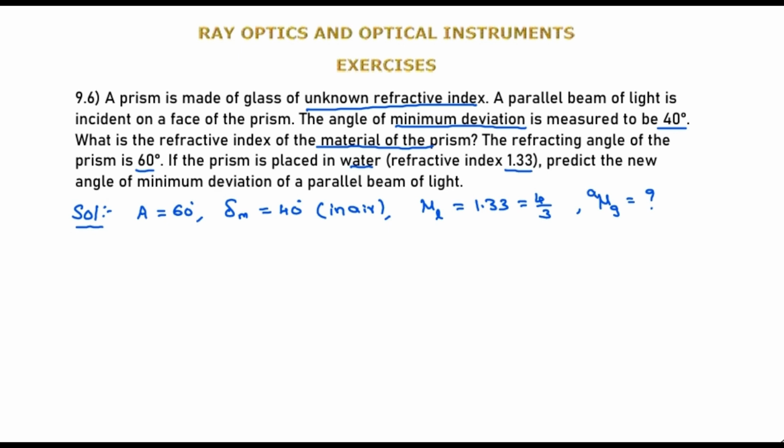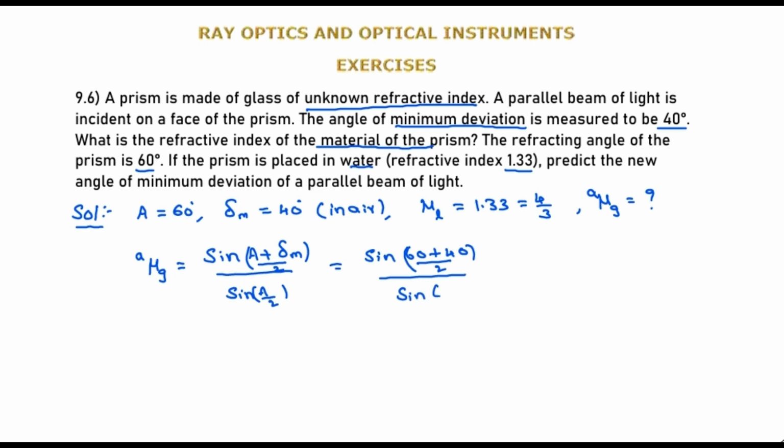So we can use the formula: refractive index of the glass in air is equal to sine of (A plus delta m) by 2 divided by sine A by 2. That is equal to sine of (60 plus 40) divided by 2, divided by sine 60 by 2. That is also nothing but sine 50 degrees over sine 30.